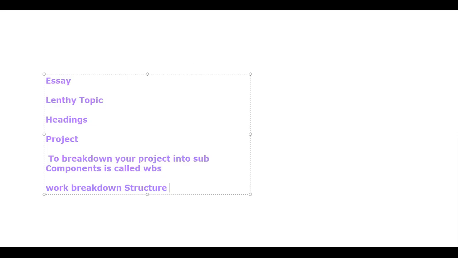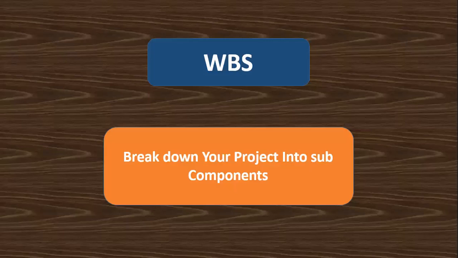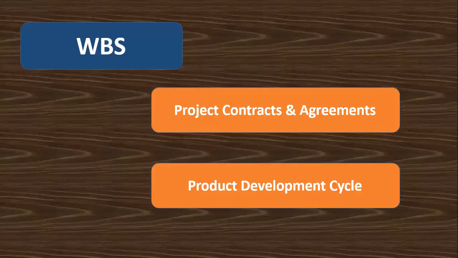Again, I'll get back to the slide and go on. So how can you make an effective WBS? You have to go into project contracts and agreements, which will guide you in a much better way on how to develop your WBS, and then you must know about your product development cycle. I will explain each and everything in the coming slides.